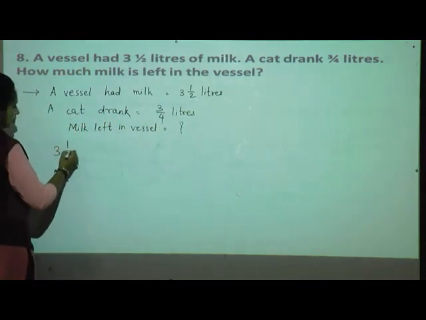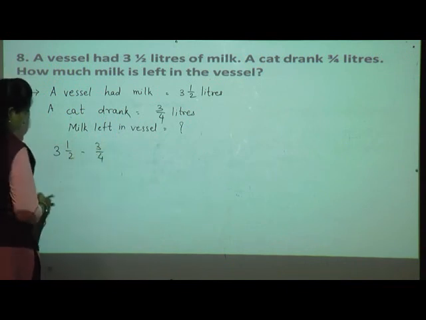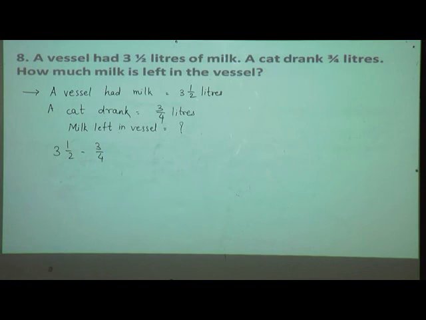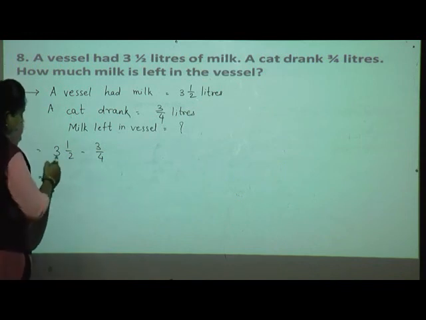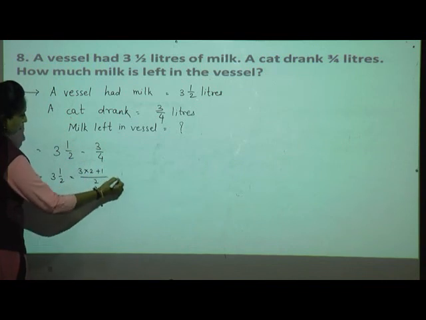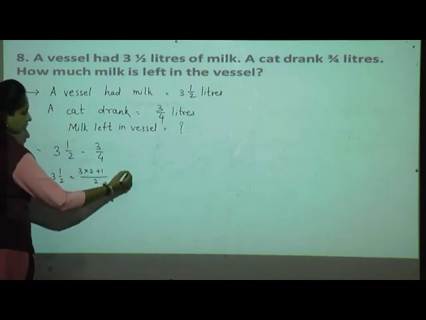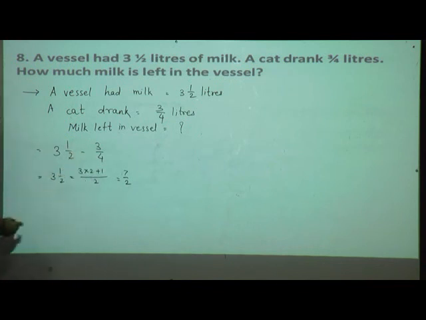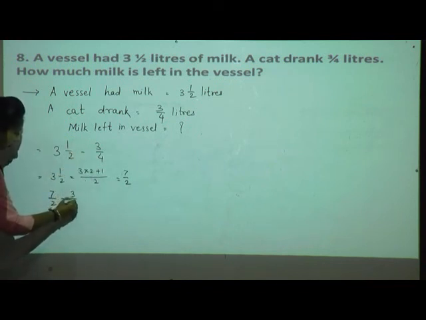So 3 1 upon 2 minus 3 upon 4, isn't it? We have to find this with subtraction. Now here, one is a mixed fraction and one is as it is. So first what we have to do? Mixed fractions we will convert into improper fractions. This number 3 1 upon 2 means 3 multiplied by 2 plus 1 upon 2. 3 twos are 6, 6 plus 1, 7 upon 2. So the number is 7 upon 2 minus 3 upon 4.